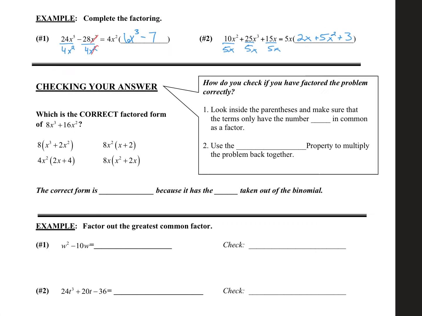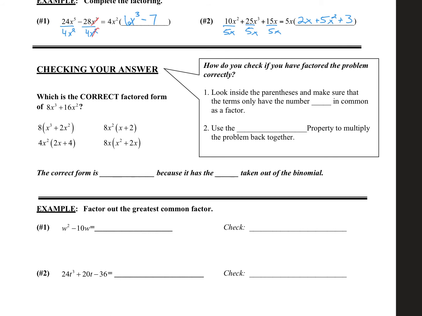So let's talk about a way that we can check our answers. So we've done the factoring. Okay, now we have to make sure that's right. So how do you check if you factor the problem correctly? Well, we can use a few steps here. It says look inside the parentheses and make sure that the terms only have the number 1 in common as a factor. Okay, so if that's the case, that means we've successfully factored out the greatest common factor. All right, and it says use the distributive property to multiply the problem back together.